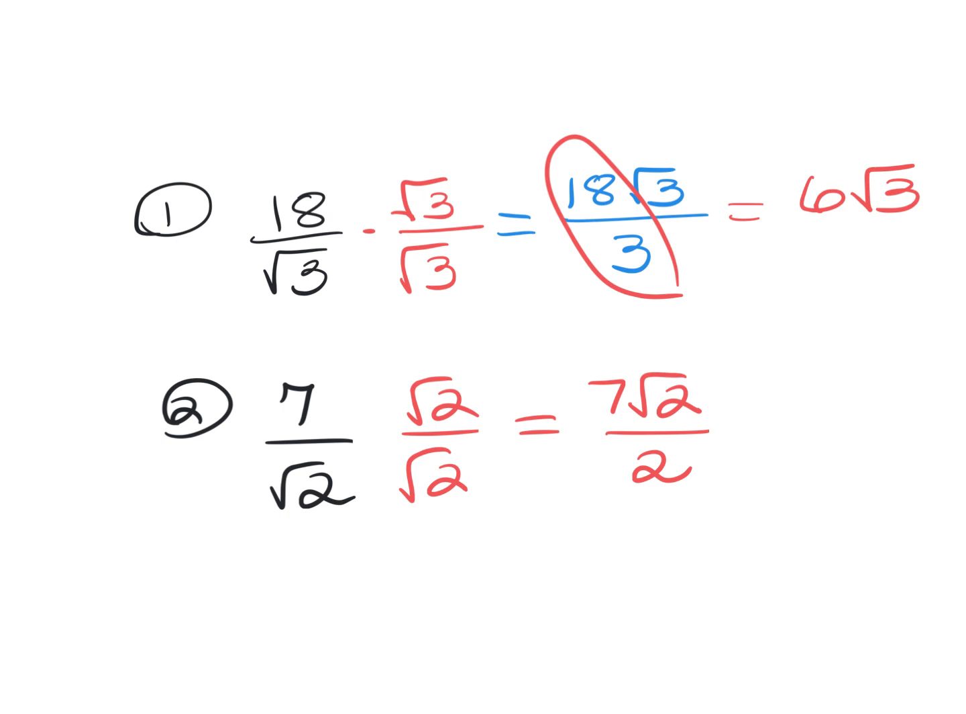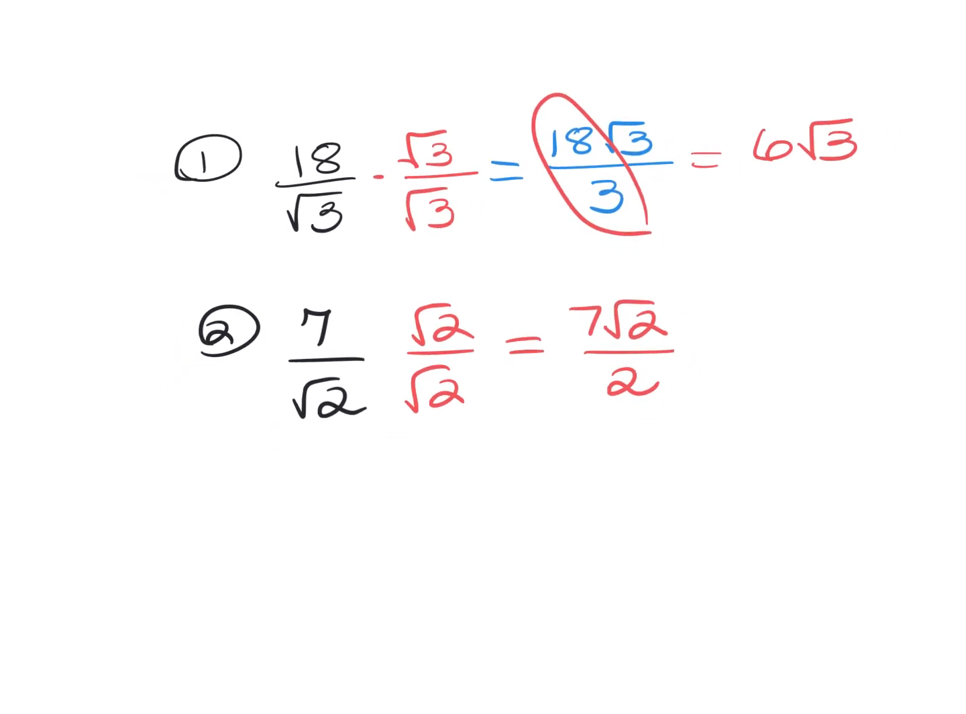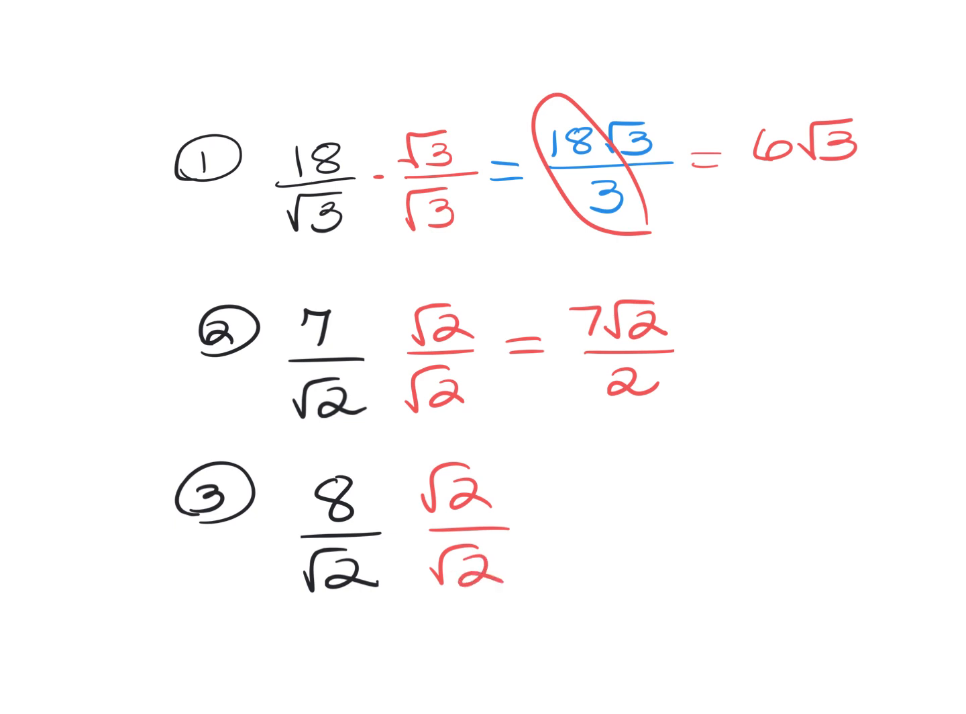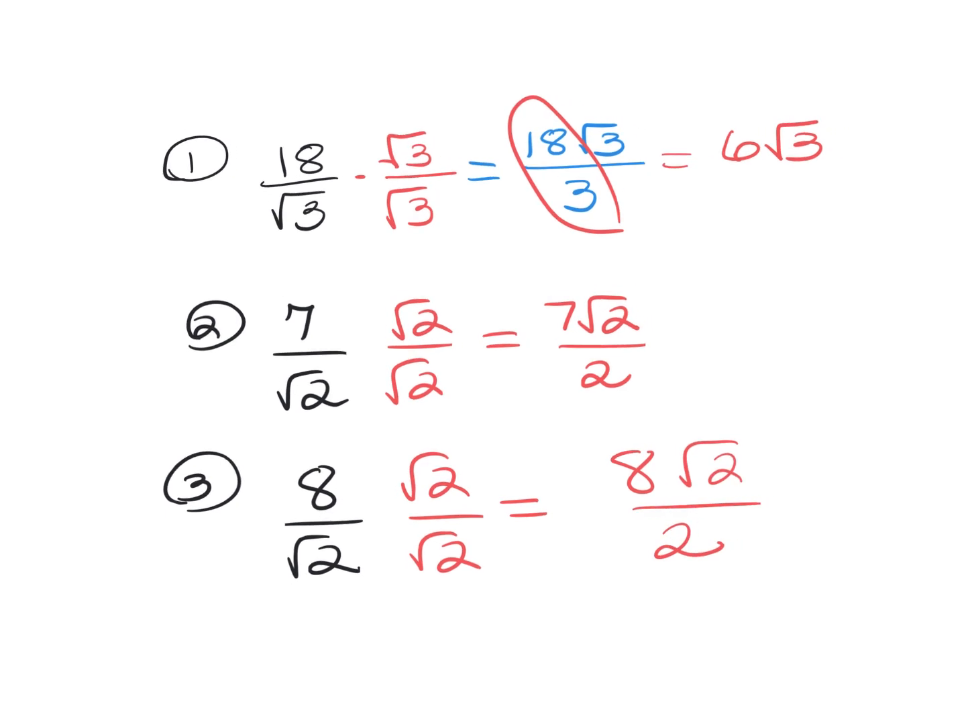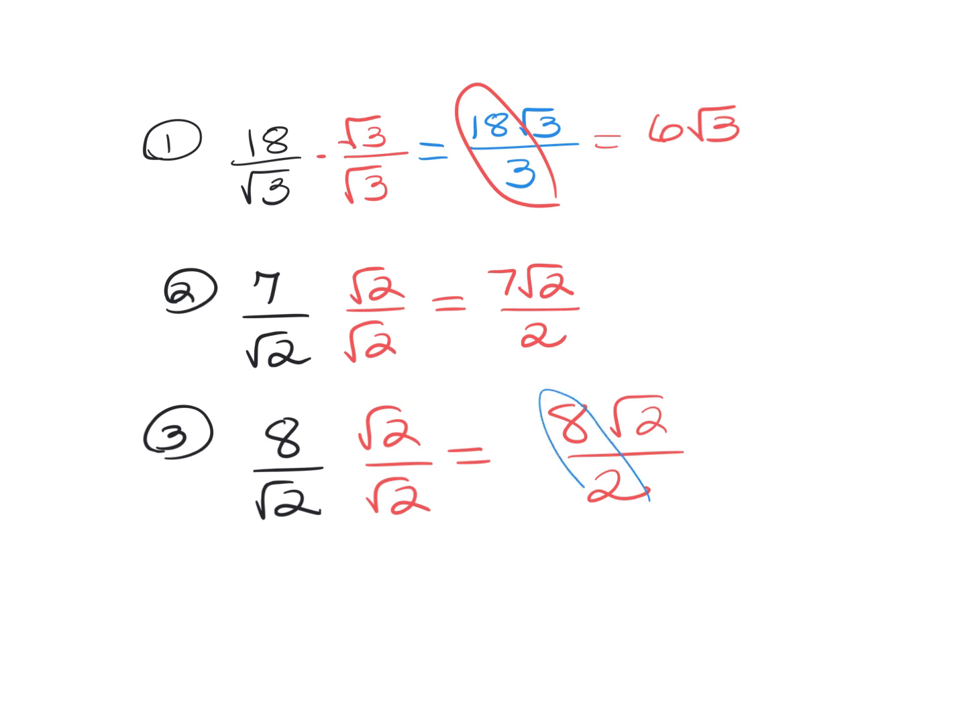Nothing simplifies here. Let me do one more where it'll simplify. 8 over the square root of 2. Again, multiply top and bottom by that square root of 2. And then I'll multiply straight across. 8 times the square root of 2. Pair of 2's comes out. And again, this one will simplify. I can divide 8 by 2, and it simplifies to 4 square root 2.